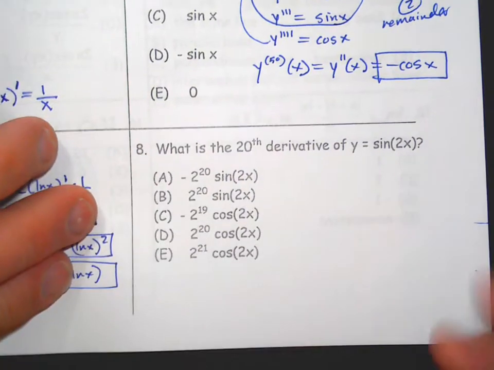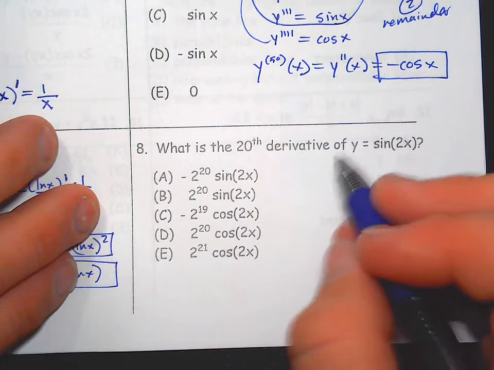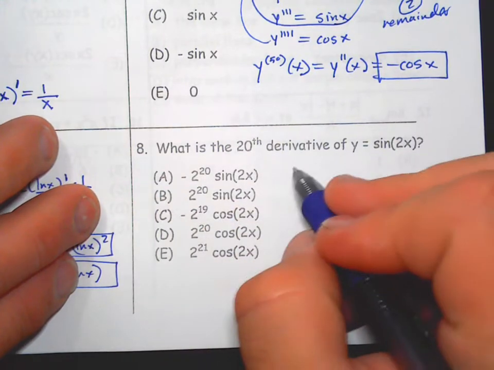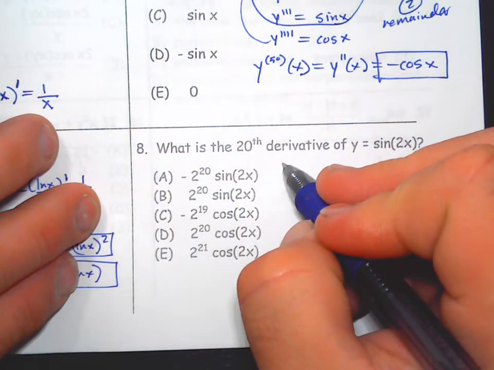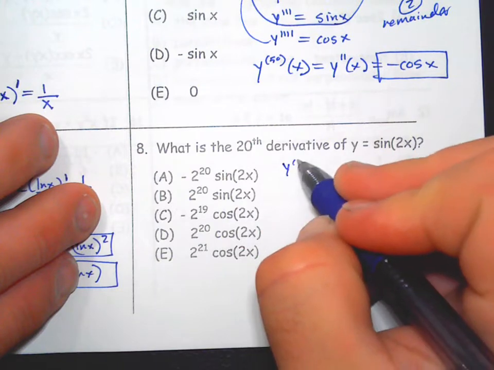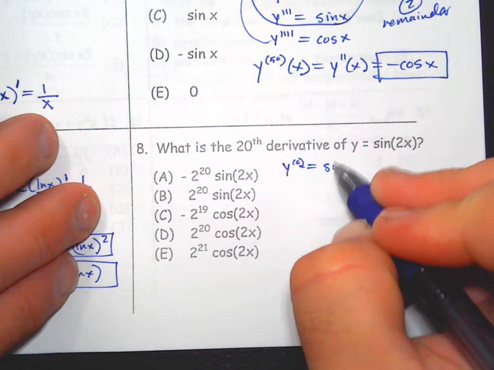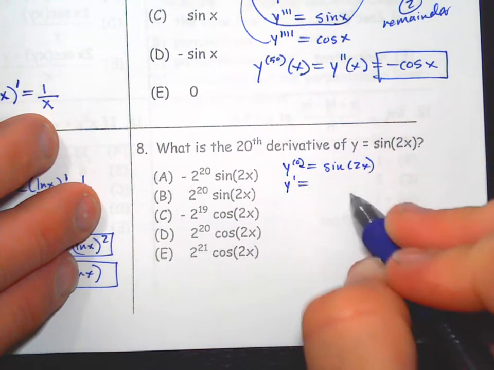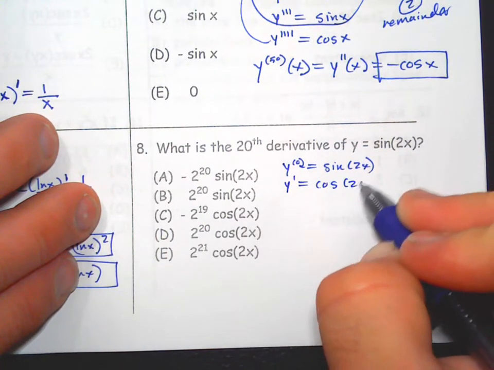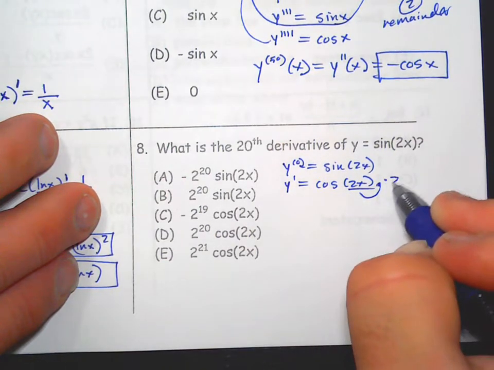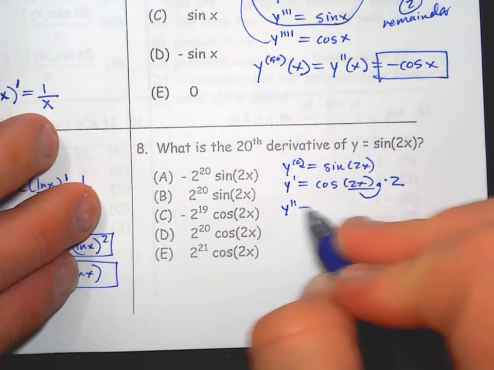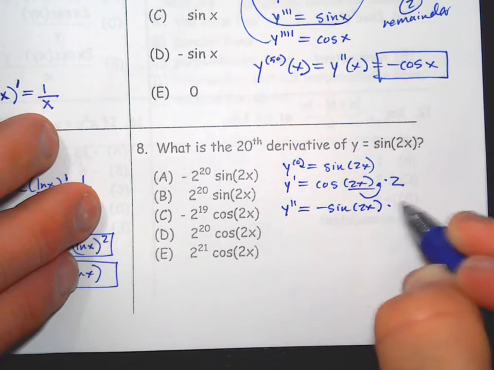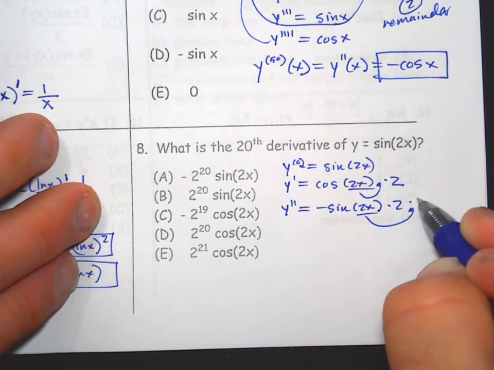So next one, 20th derivative. Now be careful, don't assume like this has an extra 2 in front. Look at all these 2's to the power. So I'm going to go ahead and try and figure out a pattern here. There might be a couple patterns. So the 0th derivative was sine 2x, right? The first derivative is going to be cosine 2x times 2, right? The second derivative is going to be negative sine 2x. There's already a 2. There's going to be another 2, right?